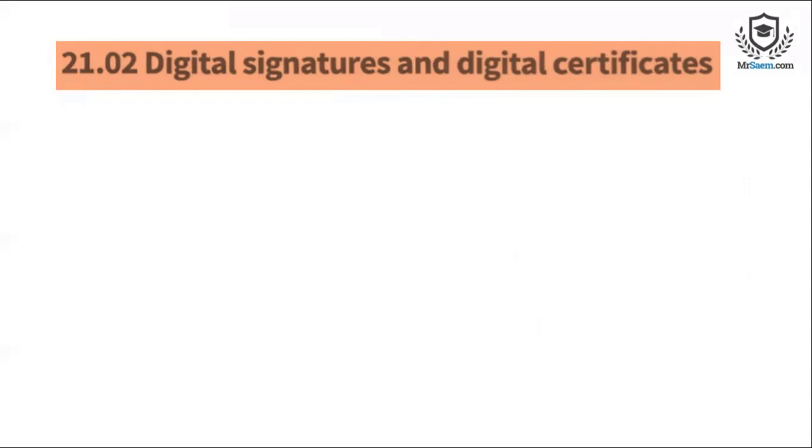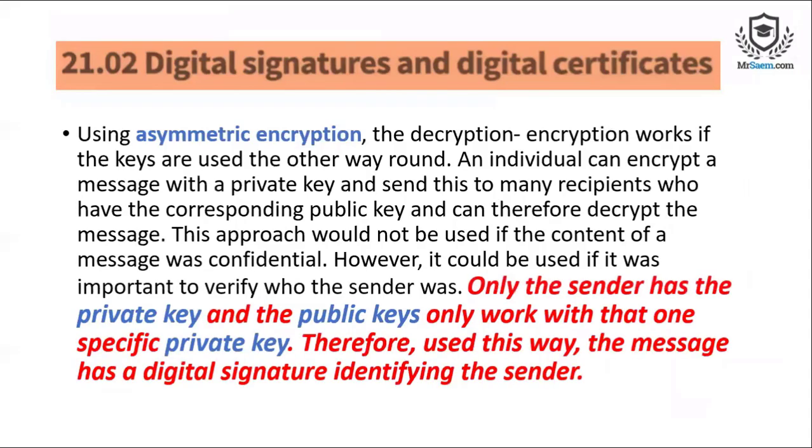So, digital signatures and digital certificates. Using asymmetric encryption, let's talk about digital signatures. An individual can encrypt a message with a private key and send it to many recipients who have the corresponding public key, and therefore decrypt the message. The approach would not be used if the content of the message was confidential. However, it could be used if it was important to verify who the sender was. Only the sender has the private key, and the public key only works with that one specific private key. That's the important thing.